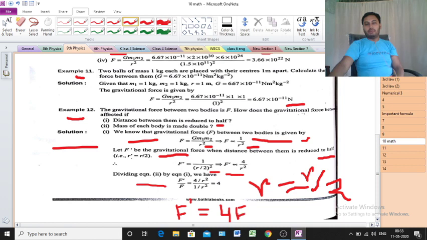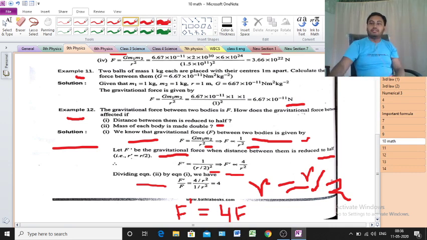Clear or not? Tell me. F prime equal to 4F, what is the meaning? Initially, if it was F, finally what will happen? The attraction will increase 4 times. Clear? F prime equal to 4F means first time if it was F, in that case there will be 4 times increase, that means 4F.